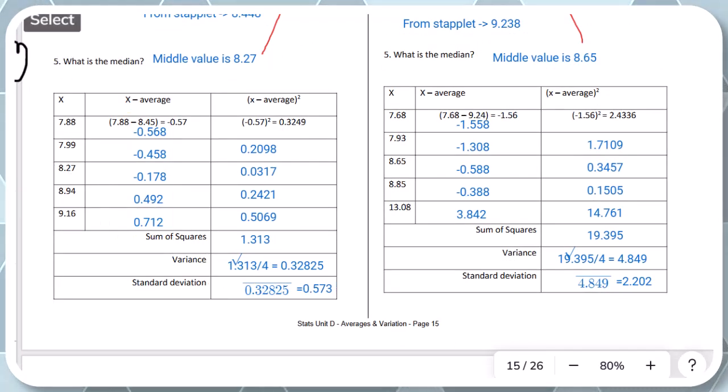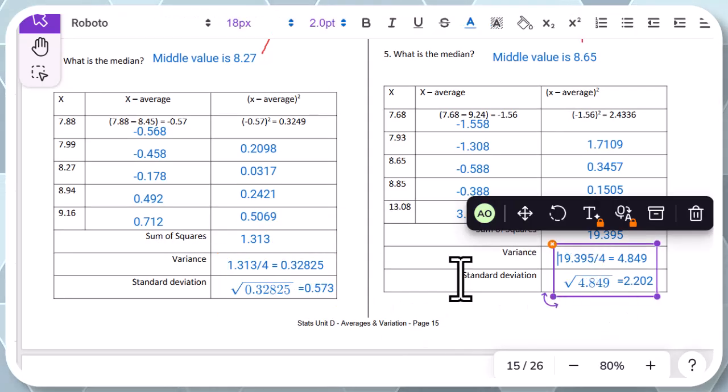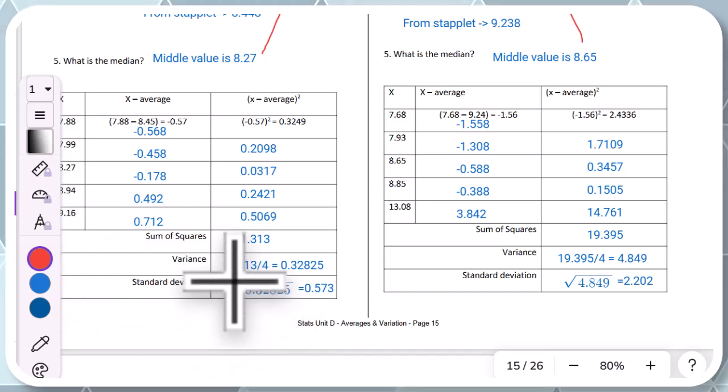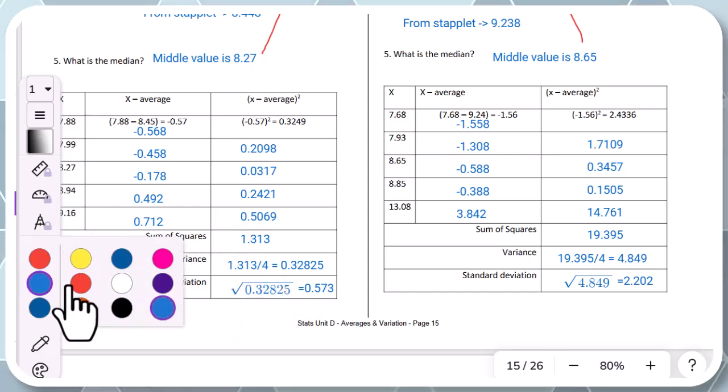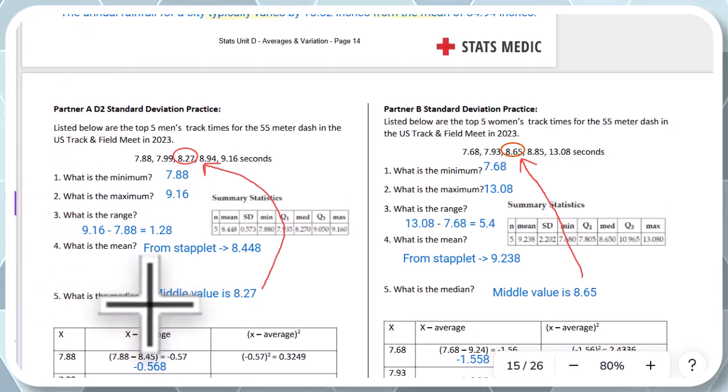Let me go ahead. Looks like my square root got messed up there. There we go. It's a little quirky thing that's going on every once in a while. All right, so let me go ahead and put this back in.